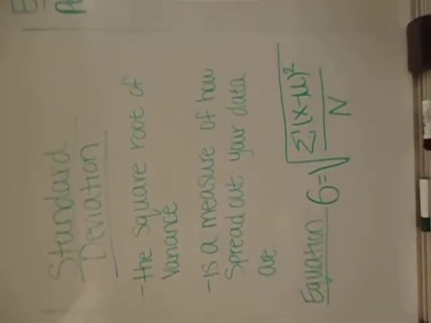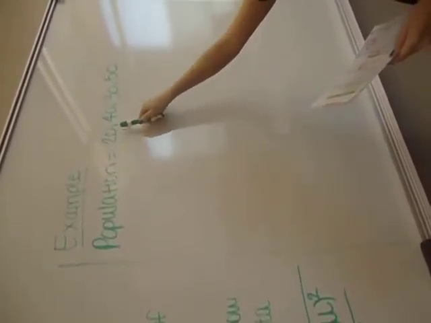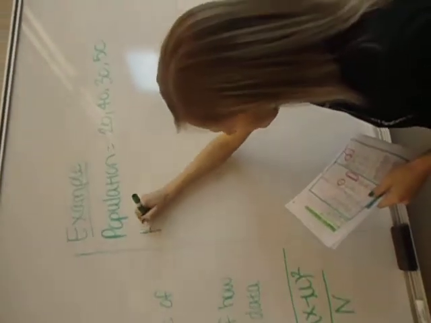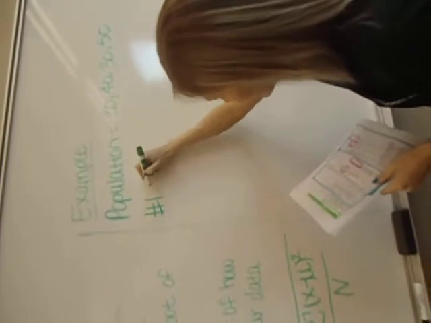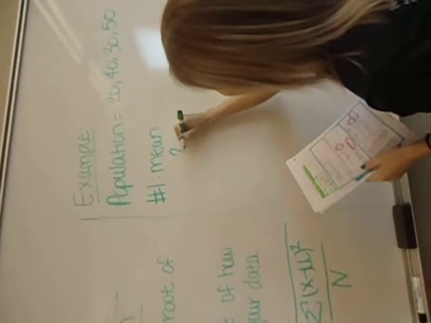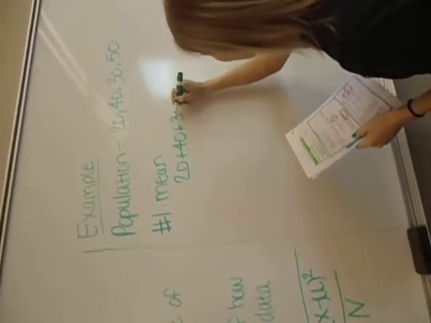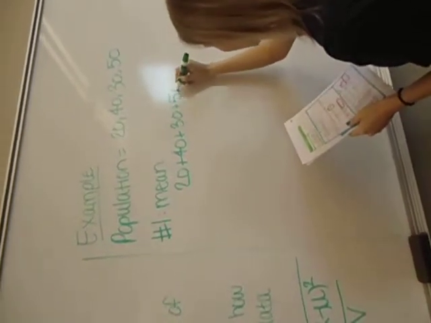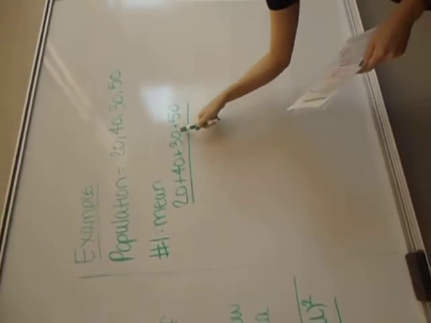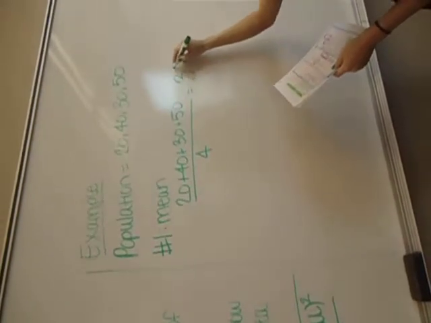So next we are going to do an example. In our example, we have a population of 20, 40, 30, and 50. So our step one, you need to find the mean. So we will add 20 plus 40 plus 30 plus 50. And then we're going to divide that by how many variables we have, which is 1, 2, 3, 4. And we get 35 for that answer.